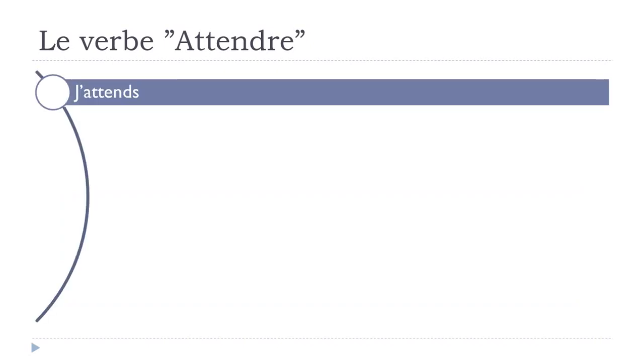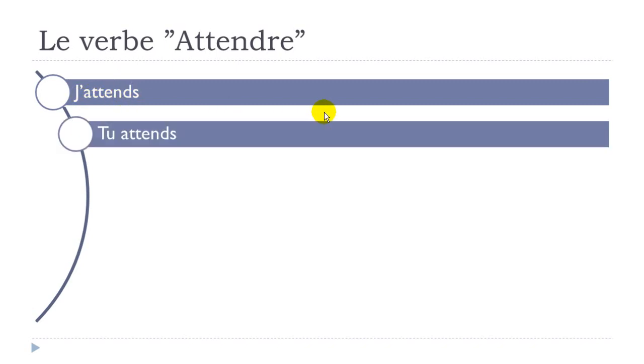The first form will be j'attends. You get a D and an S, but basically you don't pronounce them, and you get only the sound attends, with a nasal en: j'attends. Second form, tu attends. You can see that it is exactly the same one, so same way to pronounce it: attends.